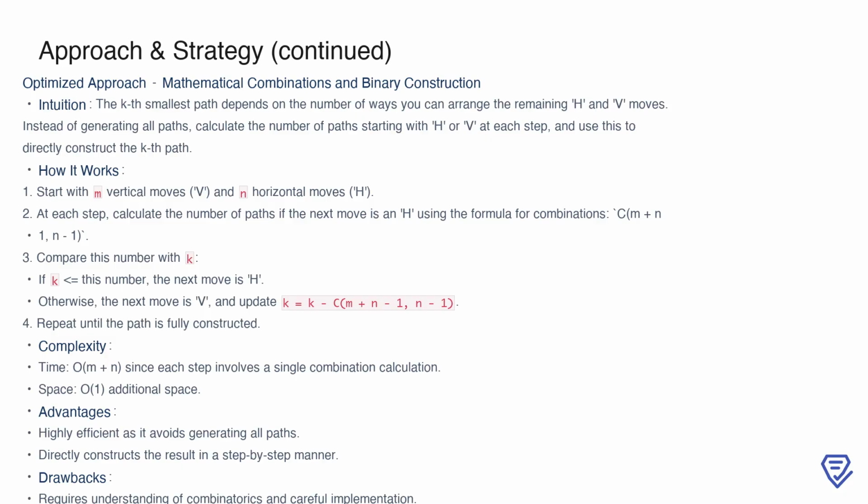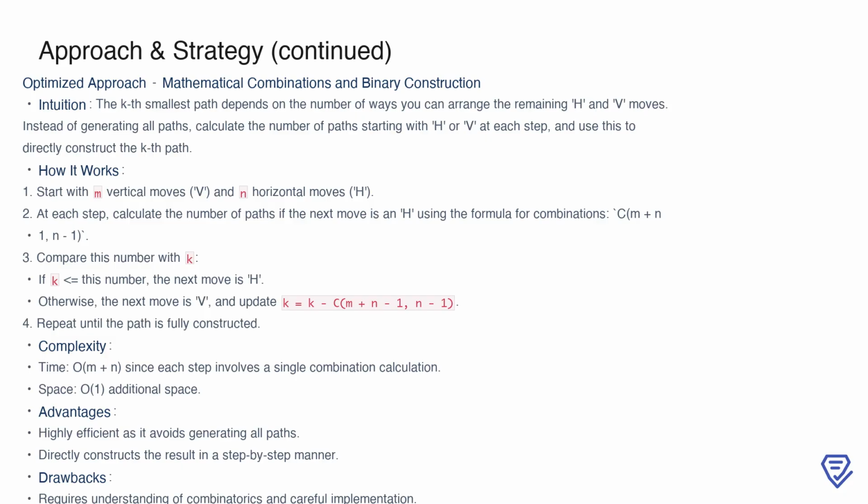If K is less than or equal to this value, the next move is H. Otherwise, the next move is V, and we subtract the number of paths starting with H from K to update our target. We continue this process until the entire path is constructed. This approach is highly efficient, requiring only O(M plus N) time to calculate the path, and uses constant additional space. While it does require a solid understanding of combinatorics and careful implementation, its efficiency makes it highly suitable for this problem.